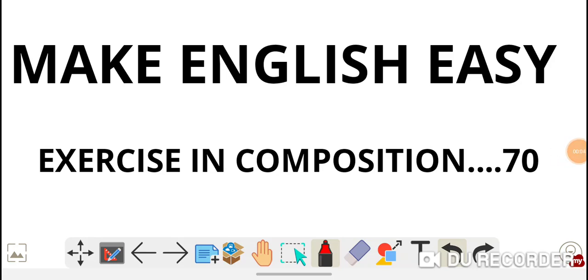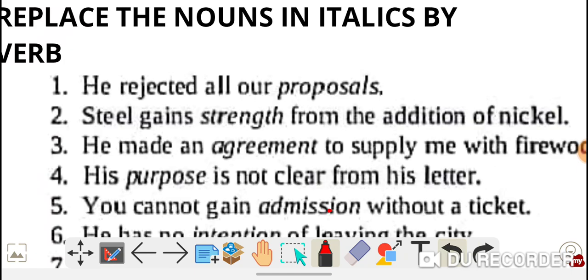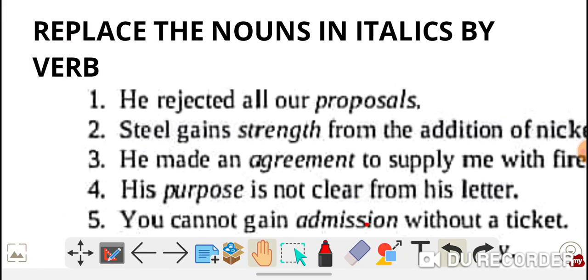Today I am going to solve exercise in composition 70 of Wren and Martin. This exercise is one of the toughest exercises. Here you need to replace the nouns in a sentence which are in italics by verbs.